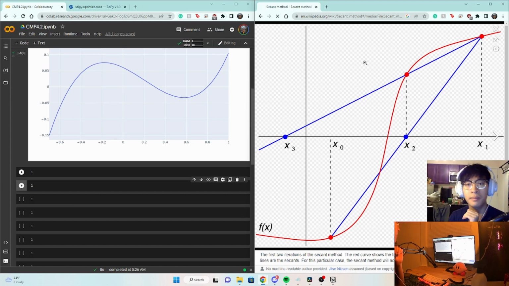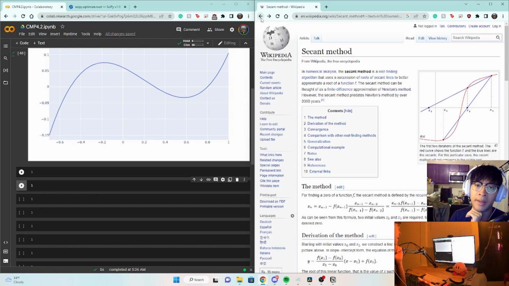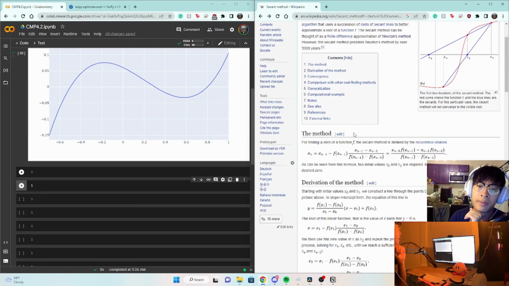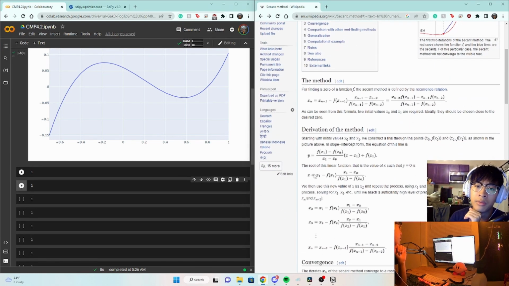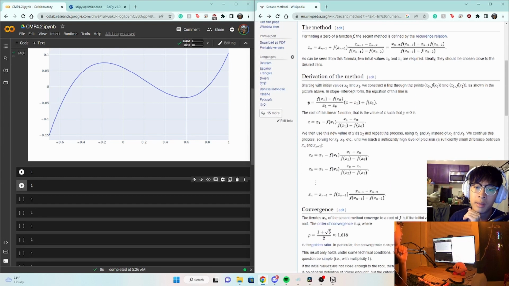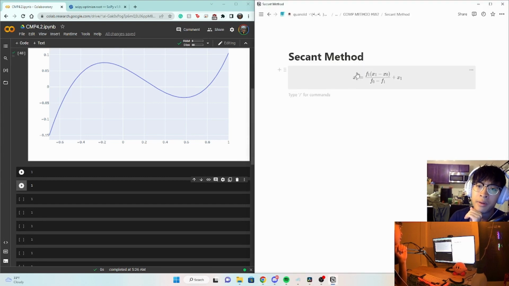Okay? And the Wikipedia page provides the formula for it, and you're able to do some algebra to find an expression for, hey, what is the expression for my next x value where it crosses the x-axis? Okay, that being the secant line. So let's try this out.